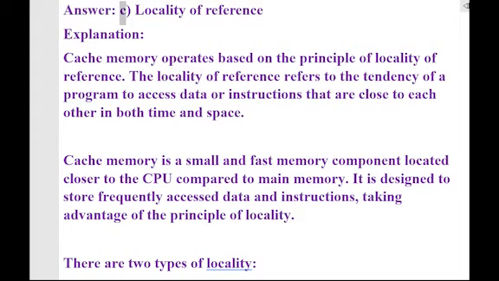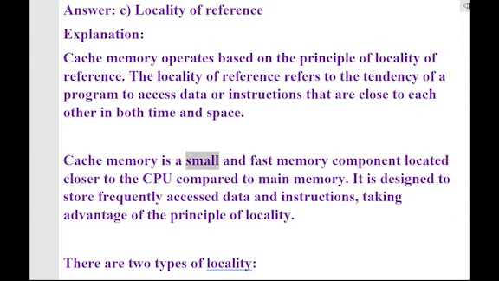Answer: C. Locality of reference. Explanation. Cache memory operates based on the principle of locality of reference. The locality of reference refers to the tendency of a program to access data or instructions that are close to each other in both time and space.